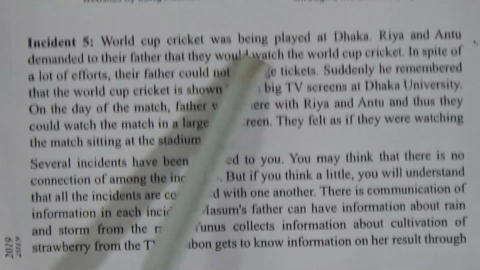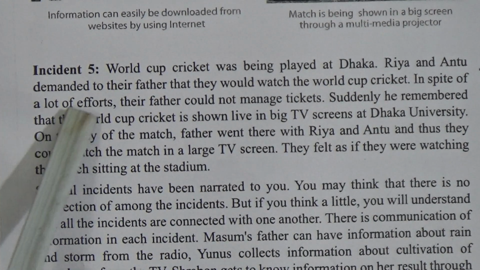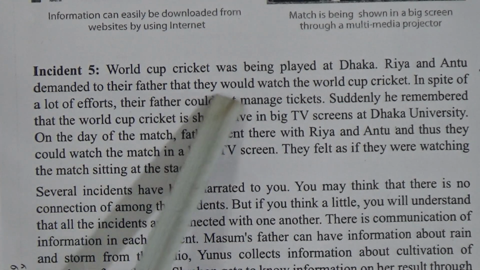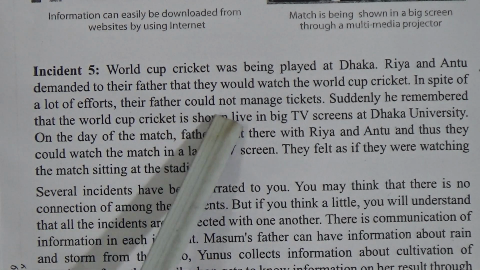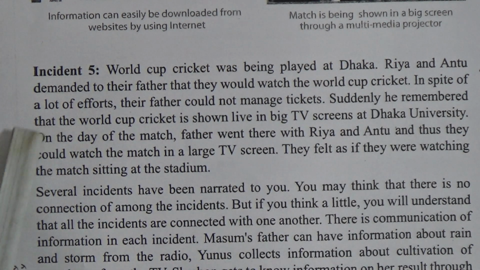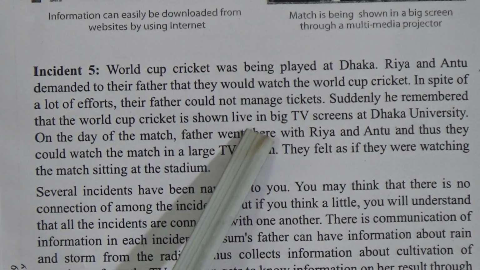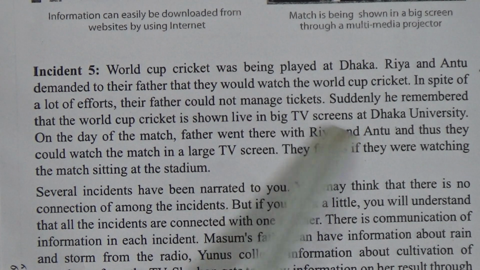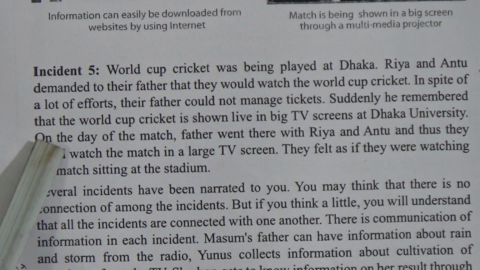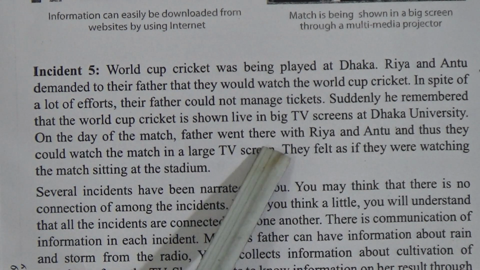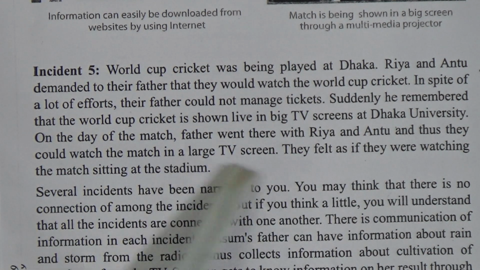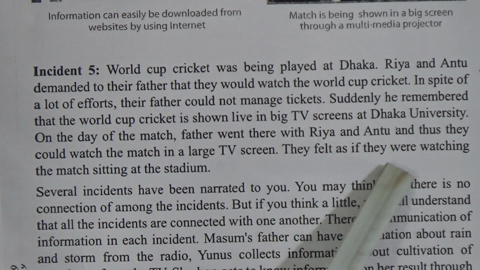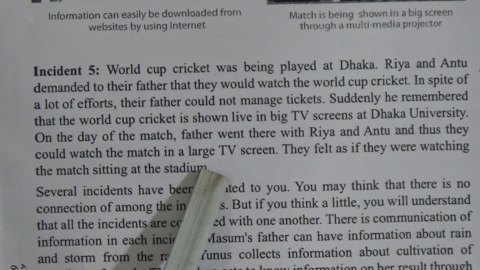Incident number 5. The World Cup cricket was being played at Dhaka. Ria and Ontu demanded of their father that they would watch the World Cup cricket. In spite of a lot of efforts, their father could not manage tickets. Suddenly he remembered that the World Cup cricket is shown live on big TV screens at Dhaka University. On the day of the match, the father went there with Ria and Ontu, and thus they could watch the match on a large TV screen. They felt as if they were watching the match sitting at the stadium.